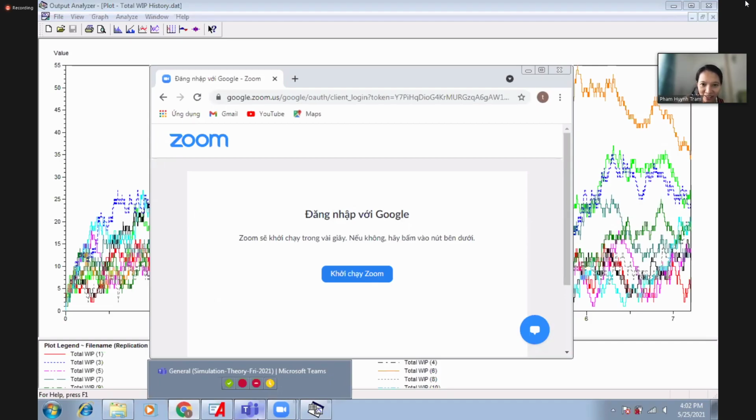Let me check. Okay, I have one question about the project. The question right now is, you already collected the data, but how do you know which distribution to fit in the model in Arena?